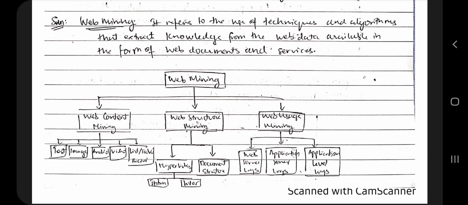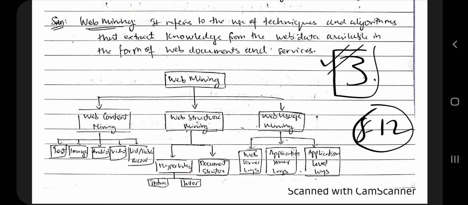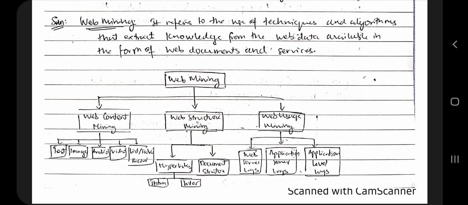What is web mining? Web mining refers to the techniques and algorithms that extract knowledge from the website data available in the form of web documents and the services. Fine, that is what is called web mining, getting data from the web. Now the web mining is classified into how many categories? 3 categories. If you know these 3 categories, easily you can score 8 to 12 marks. Let's have a look at the 3 categories: web content mining, web structure mining, web usage mining.